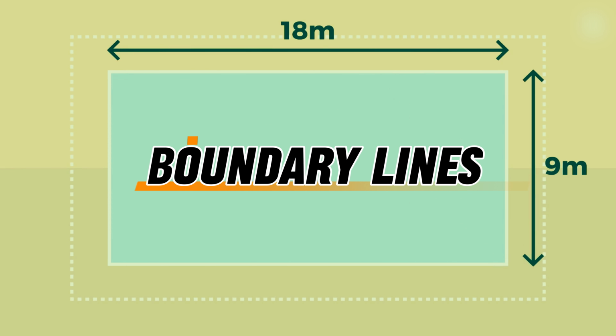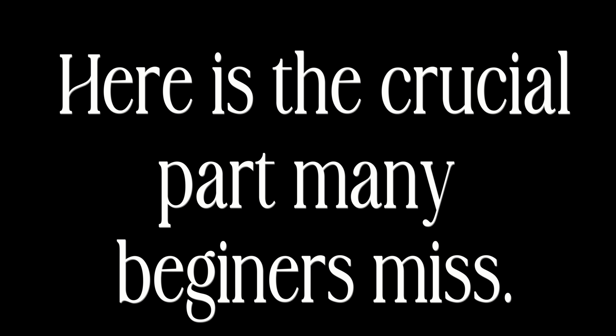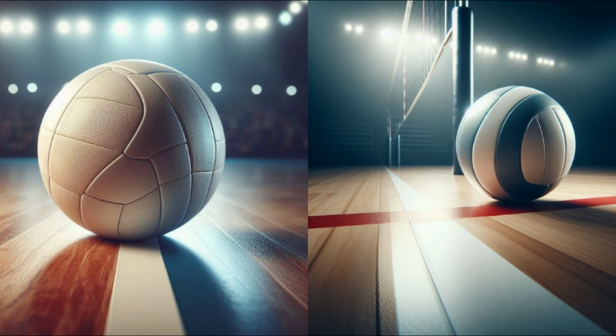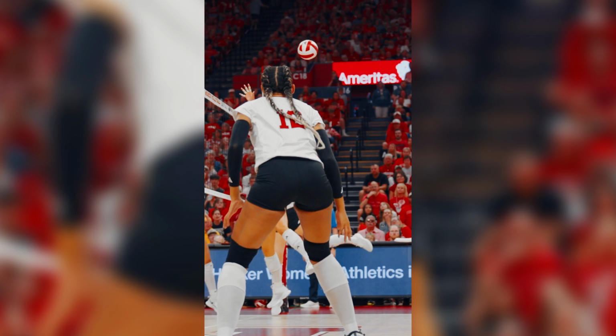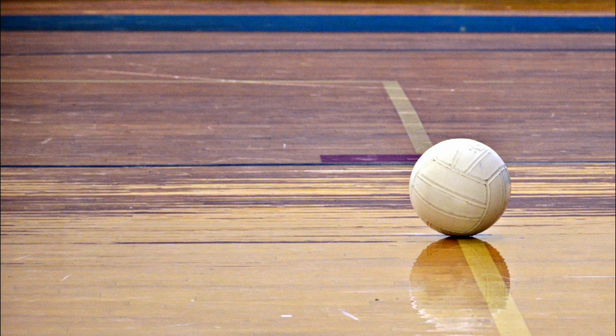It's simple. If the ball lands outside of these lines, it's out. But here's the crucial part many beginners miss. If any part of the ball touches the line, it is considered in. That's why you see players diving for a ball landing right on the edge. That single touch can be the difference between winning and losing a rally.